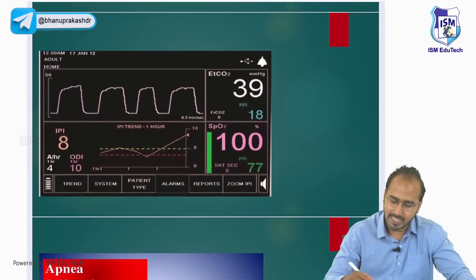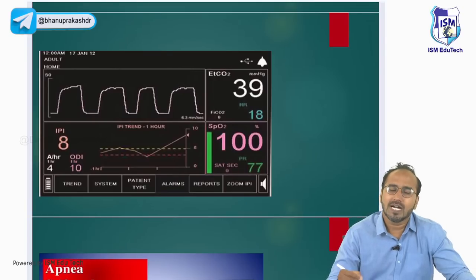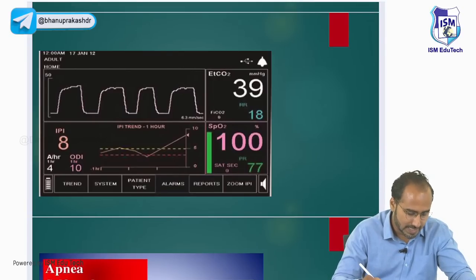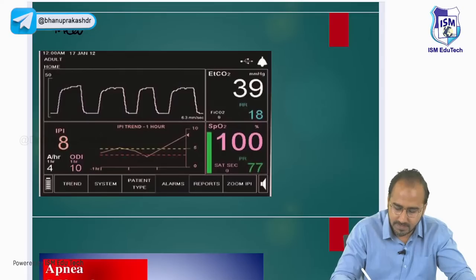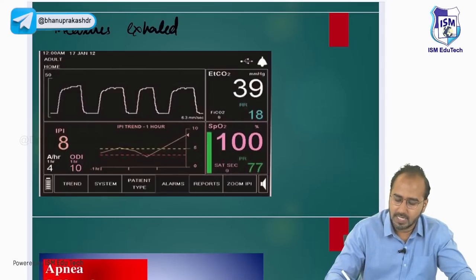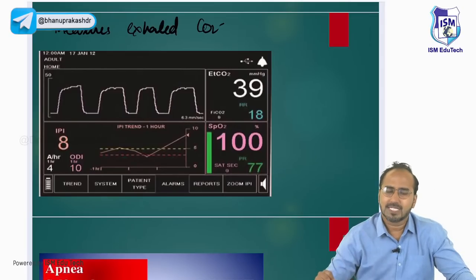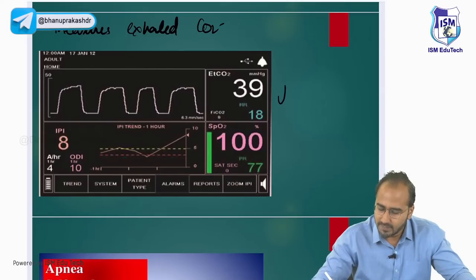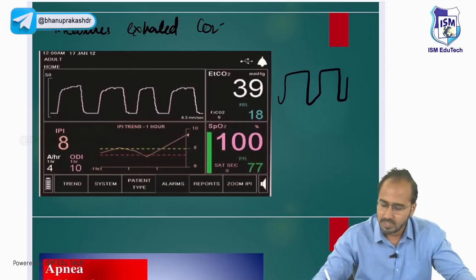Okay. Next picture is regarding the capnograph. Capnograph is a device that measures exhaled carbon dioxide, exhaled CO2. A normal capnograph will look like this. You will get a graph like this.